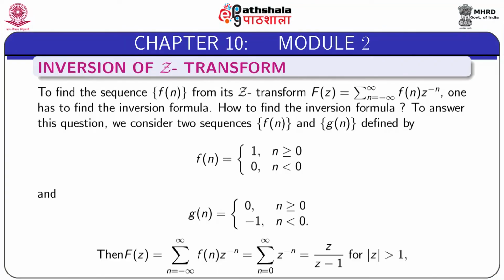Now we come to chapter 10 module 2. In module 1 of chapter 10 we have learned what is Z transform. In this module we shall find out the inverse Z transform of a function. That is, we shall have to find out the sequence fn from its Z transform given by capital Fz equal to summation n equal to minus infinity to plus infinity fn z to the power minus n, one has to find the inversion formula.